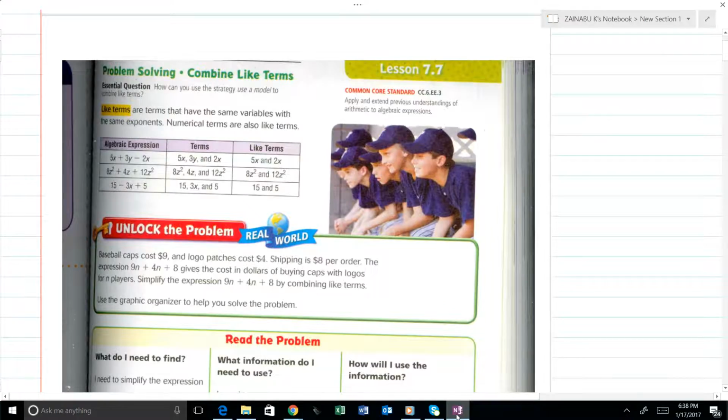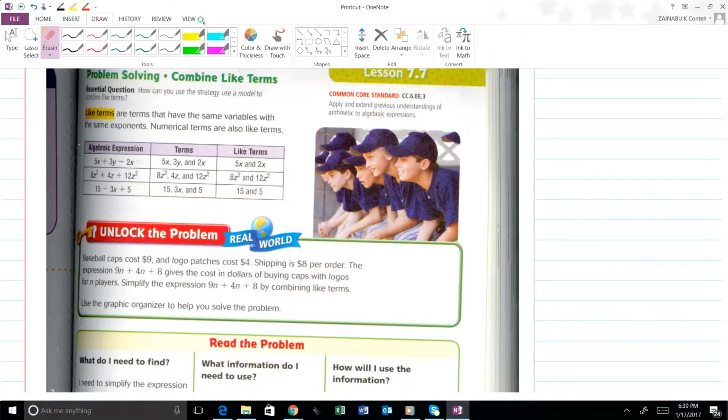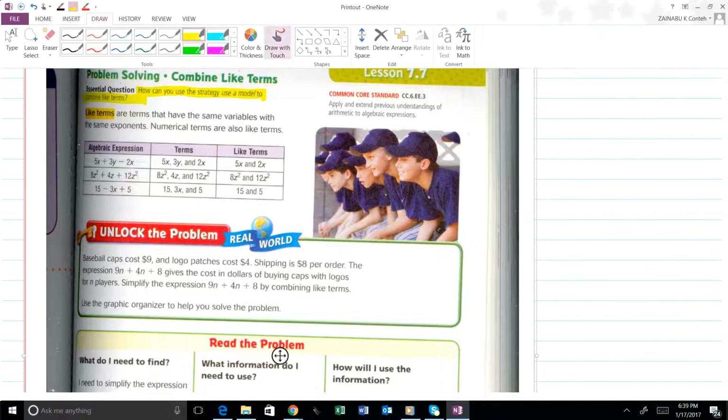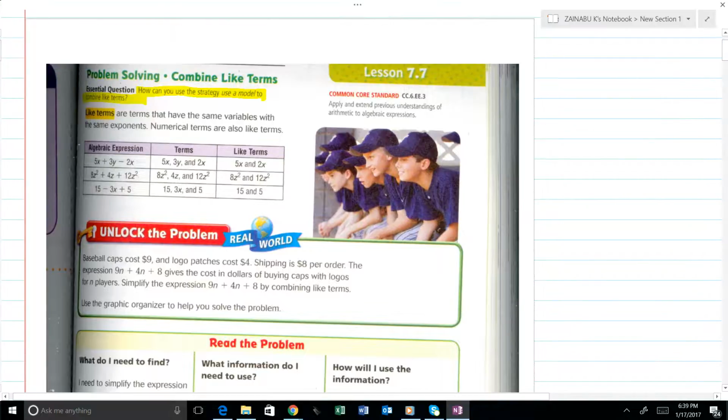Okay, so today's lesson comes from Go Math 7.7, which is titled Problem Solving: Combining Like Terms. Now take a moment to read the essential question to yourself. Okay. And the essential question reads, how can you use the strategy use a model to combine like terms? So what does that tell us? That tells us that today we are in fact going to be using a problem-solving strategy, and that strategy is going to be making or using models.